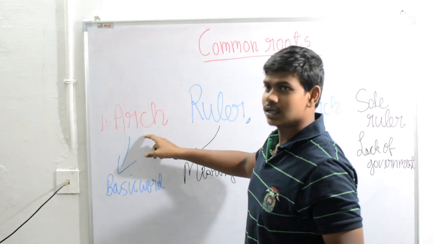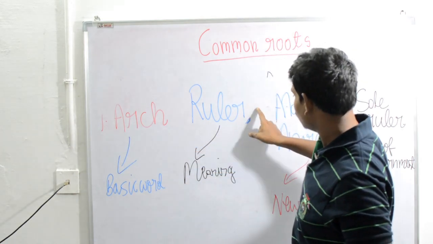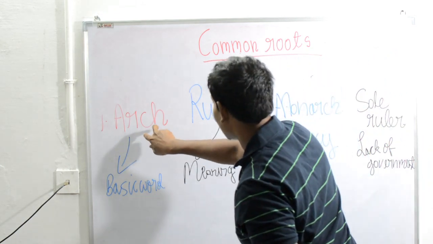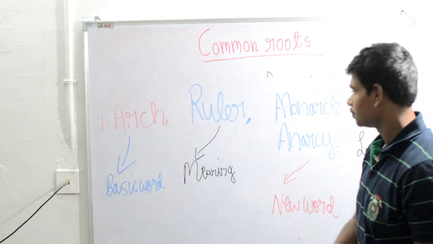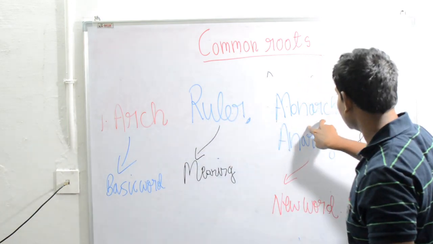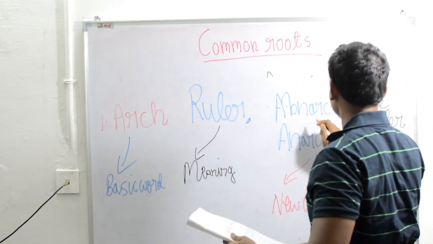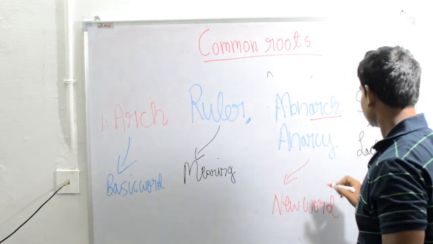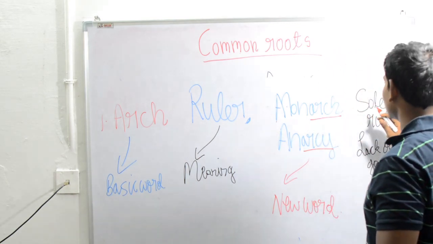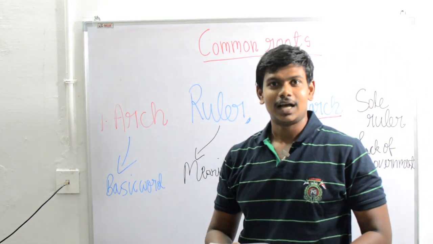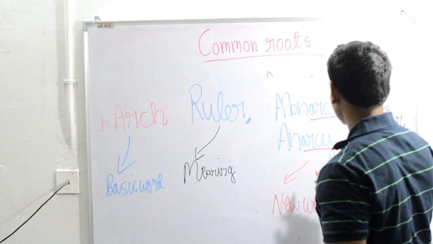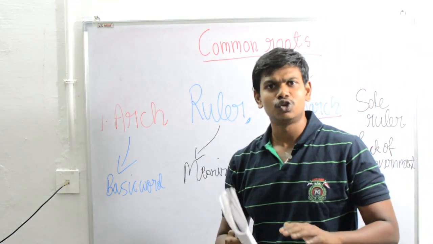So arc is a basic word and ruler is the meaning of arc, and when this arc has been placed in a word it has a new meaning, that is, a new word. For example, this arc has been presented in this word as a suffix, in this word too, anarchy. The meaning of monarch is a sole ruler. Most of the kings in our past time were monarchs. They were a single ruler of the state. And anarchy means there is no government functioning.